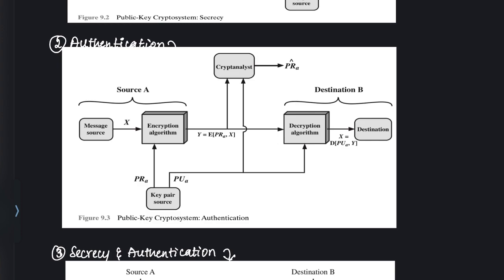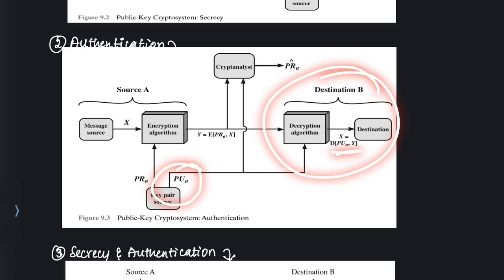Next, speaking of authentication, here the focus is on authentication rather than secrecy. The sender A uses the private key PRA to encrypt the message, and sends it to destination B. The sender will have the private key of A and the encryption algorithm, and he'll get the ciphertext Y. The ciphertext is sent to the receiver B. Receiver B will have the public key of A, and along with the ciphertext, he'll get the plain text back.